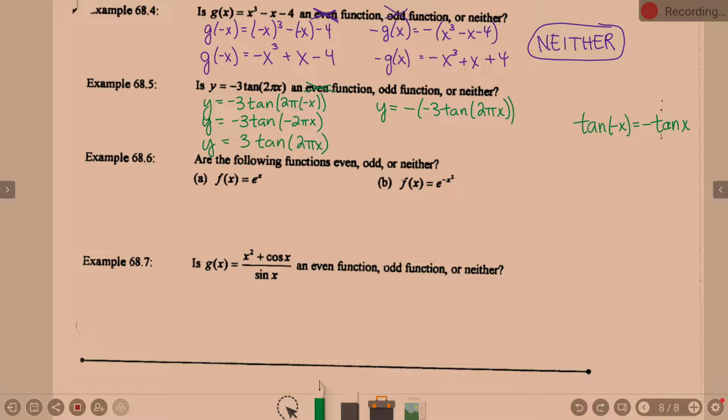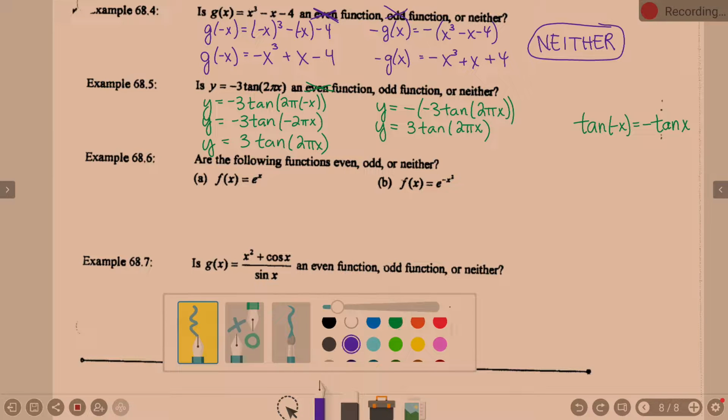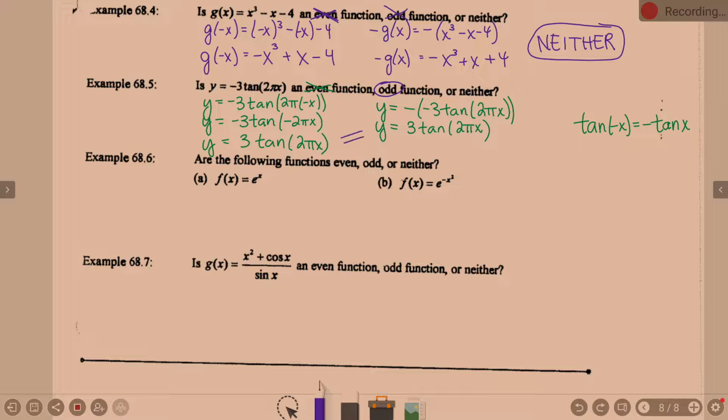Okay? Well, that one's easier to work with, isn't it? Negative times negative is a positive. So that's 3 tan of 2 pi x. What just happened? We proved it was opposite. These guys are equal to each other, aren't they? And since they are equal to each other, they are odd.